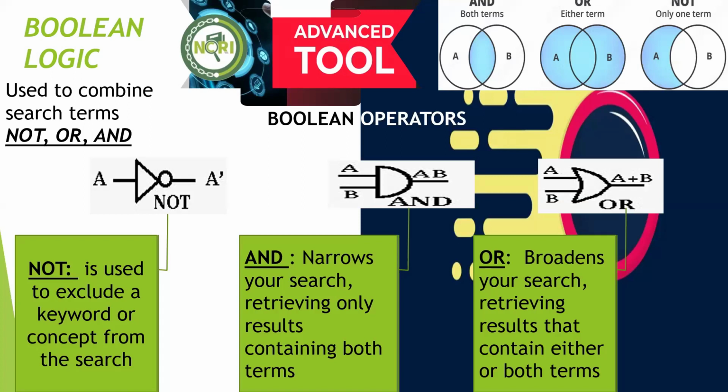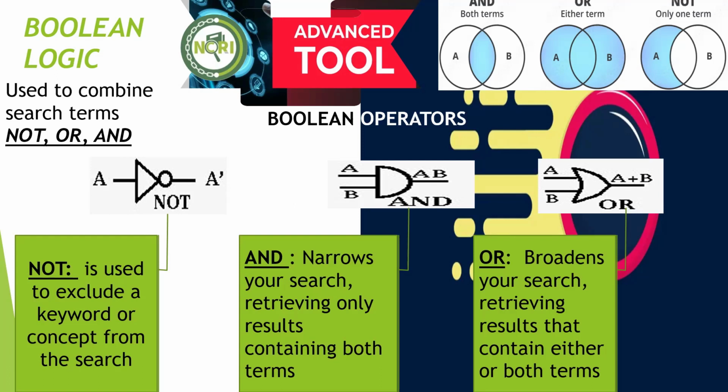If I use the Boolean operator and, it gives me the intersection of animal and human. It will give me articles that have both animal and human, and exclude those that have only animal or only human. So the articles I get will be those that have both, which means my search has been narrowed.